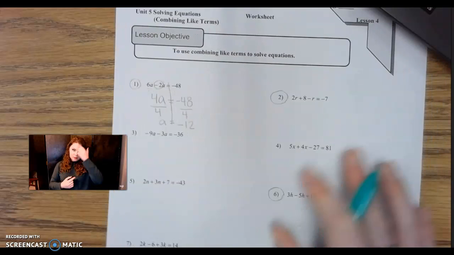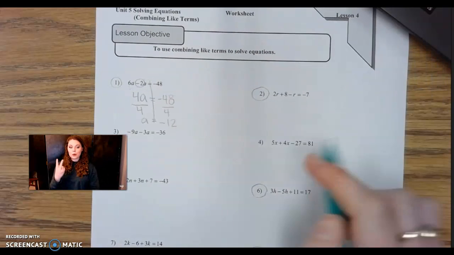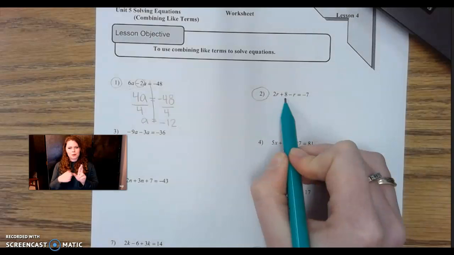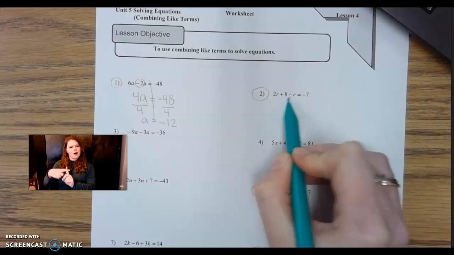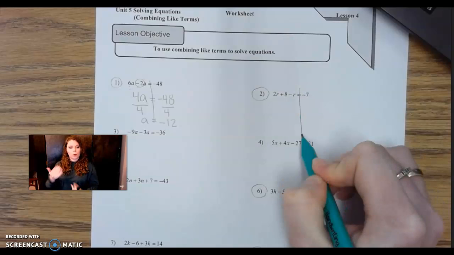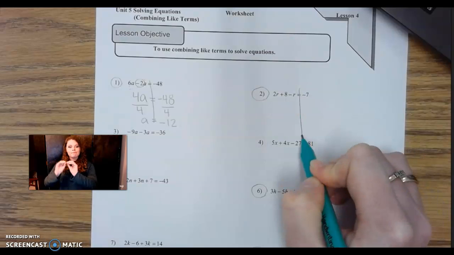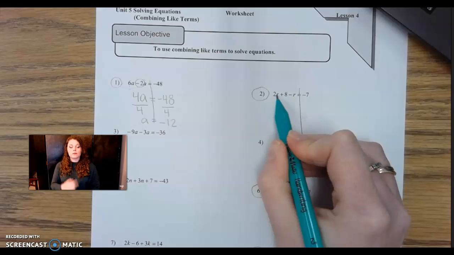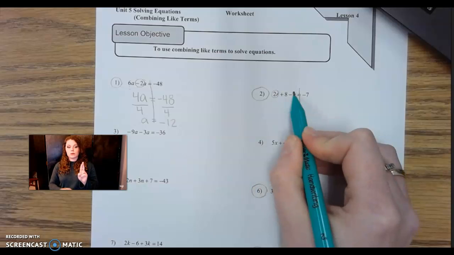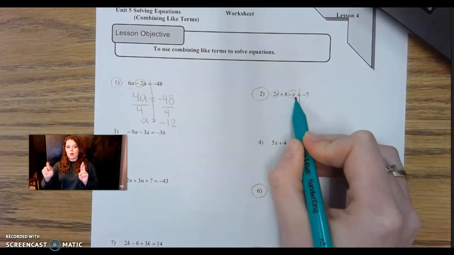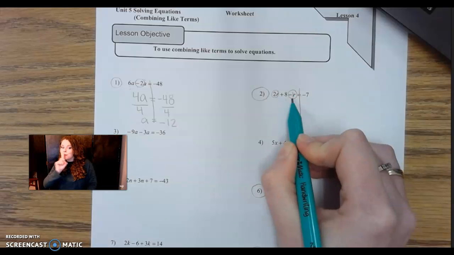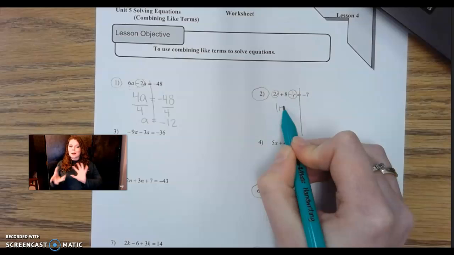For the second one, it looks a little bit different because we not only have r's on this side, but then we also have a positive 8. I'm going to go ahead and draw a line so we can keep things separate. The first thing is to always combine like terms first. So 2r and a negative 1r, remember the 1 is invisible, really makes a positive 1r.